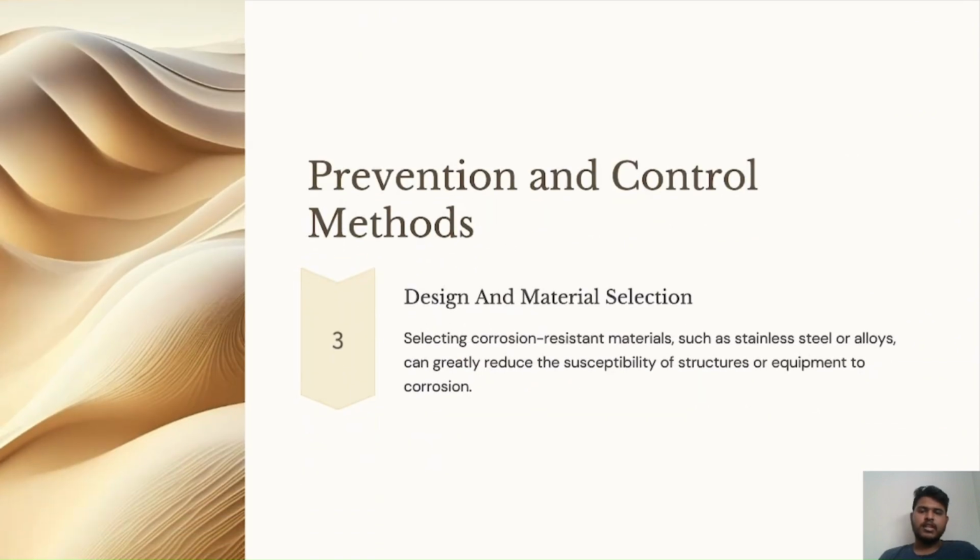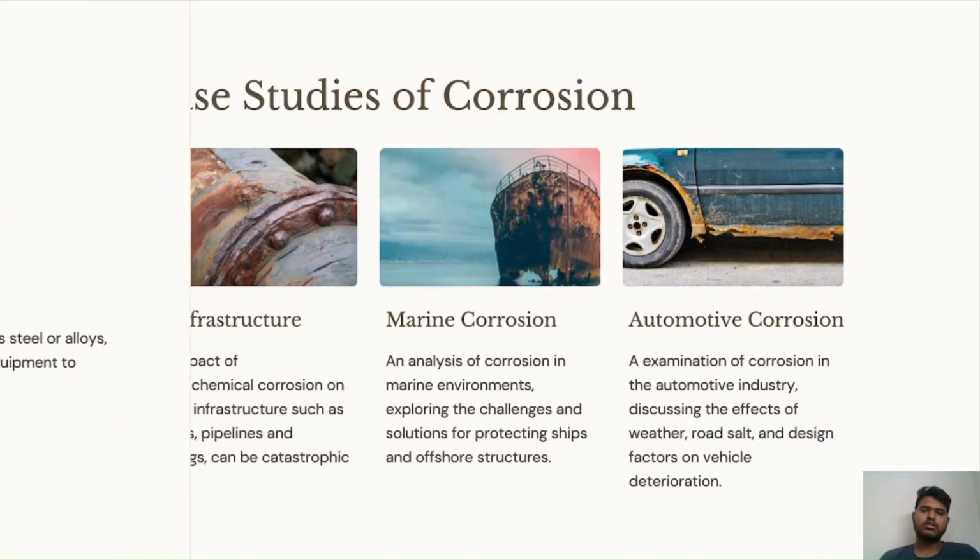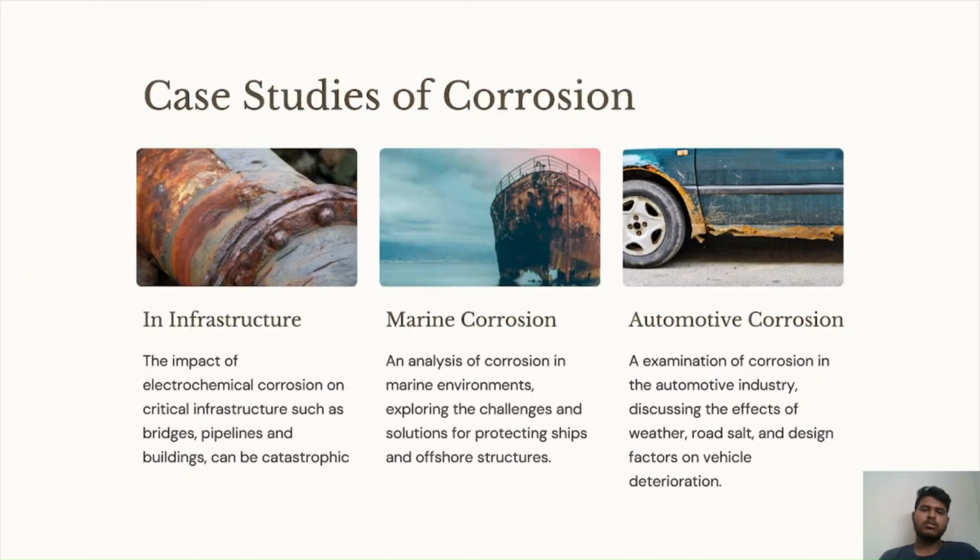Design and material selection. Selecting corrosion resistant materials such as stainless steel or alloys can greatly reduce the susceptibility of structures or equipment to corrosion. So let's talk about some case studies on corrosion. Infrastructure. The impact of electrochemical corrosion on critical infrastructure such as bridges, pipelines, and buildings can be catastrophic.